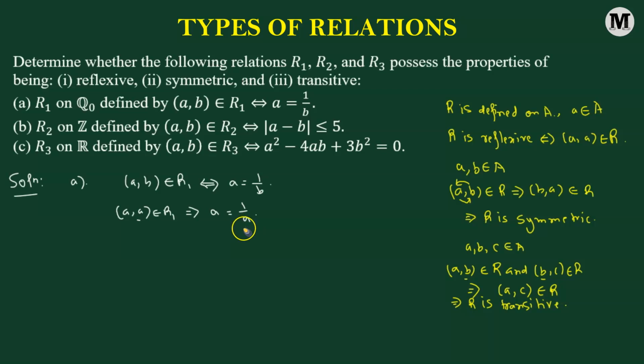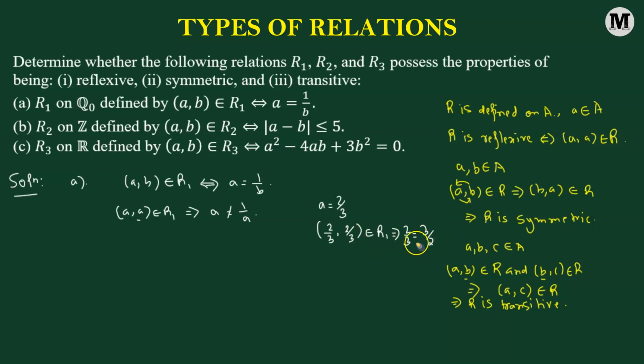Now do you think this is a possibility? No, this is not a possibility. a cannot be equal to 1 over a. Let's say we have an example. Let's consider a to be some rational number, 2/3. That would mean that if the ordered pair (2/3, 2/3) belongs to the relation R1, then according to this definition, 2/3 must be equal to the reciprocal of 2/3, which is 3 over 2.